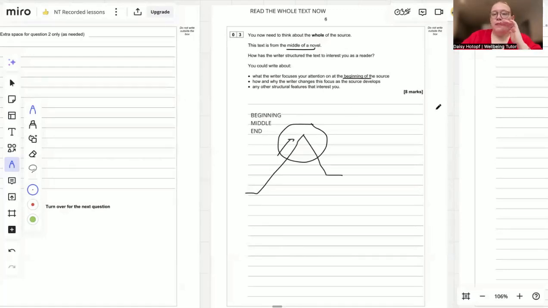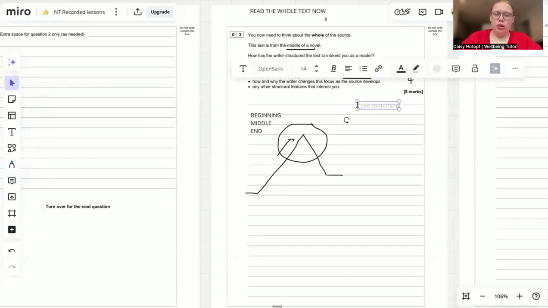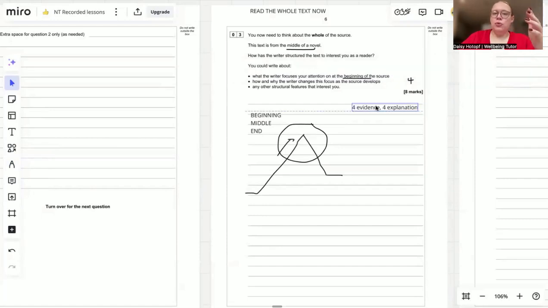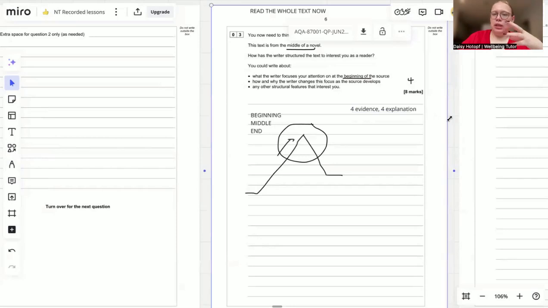So you have 8 marks here. I usually say 3 paragraphs like that again, and you want to be picking out 4 quotes here. So you're looking at 4 quotes, 4 evidence, 4 explanation. Simply divided. That's all linked to this question, of course, but you're being marked here on the evidence and the explanation.